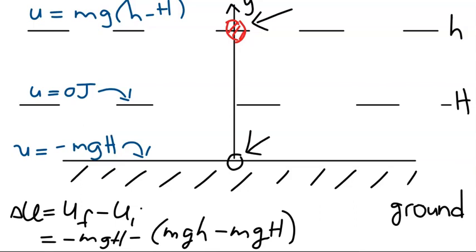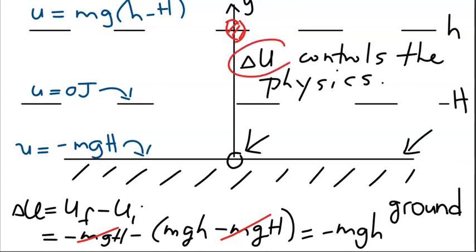Now as you can see, these terms will cancel, leaving you with the same answer as before, minus mgh. So the change in potential energy will remain the same, no matter where we choose the 0 level for the potential energy to be, because it is the change in the potential energy that controls the physics and not the absolute value of the potential energy.